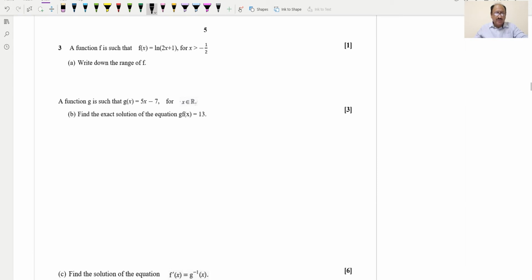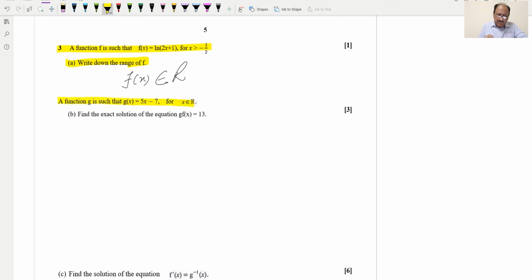Now this is question number 3, and question number 3 says a function f of x is such that f of x is equal to this one. Write down the range of the f function. Range of this function is required. We can see x is greater than minus 1 by 2, so x can have all the real values. So we can say f of x can have all the real values, like the y value can be anything in the set of real numbers. So f of x belongs to R.